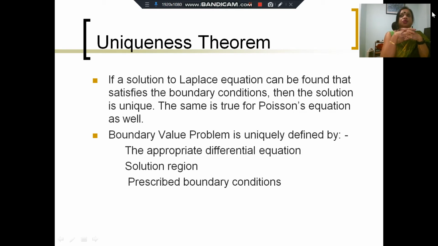One thing we need to remember is that when I apply an external electric field across a dielectric, what I have is the Laplacian field, which can be obtained by solving del square phi is equal to 0.